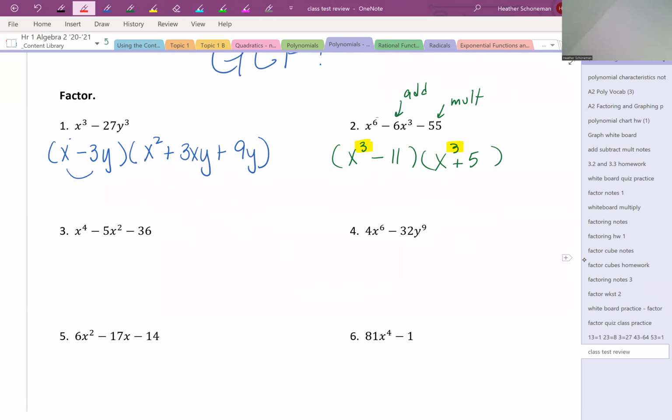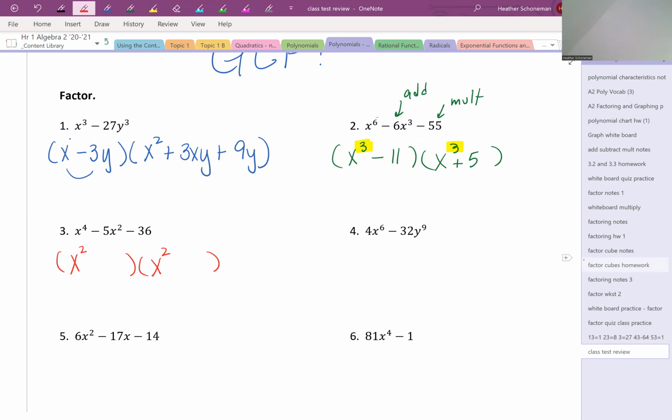Number 3, there's no greatest common factor, so now we need to see if it's a binomial or trinomial. It's a trinomial. The leading coefficient is 1, so I'm going to go straight to my 2 parentheses. I have an x and an x, but that multiplies to x squared, and I need x to the 4th. So I'm going to have x squared and x squared.